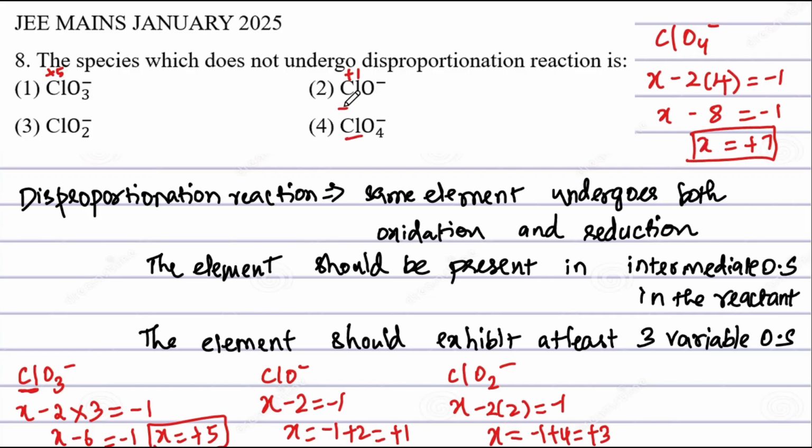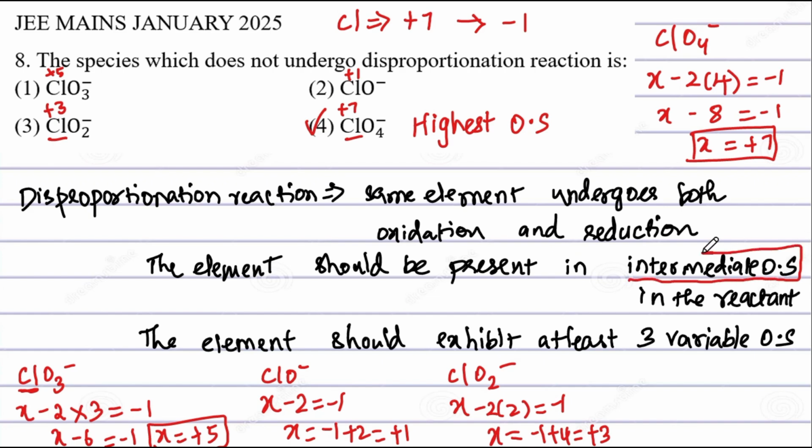So here the oxidation state is +7, and in the third option the oxidation state is +3. So chlorine will have a maximum, highest oxidation state of +7 and the lowest oxidation state is -1. But if you see the fourth option, already it is present in the highest oxidation state. Here chlorine is present in the highest oxidation state, so it is not the intermediate oxidation state. Here the condition should be the intermediate oxidation state.